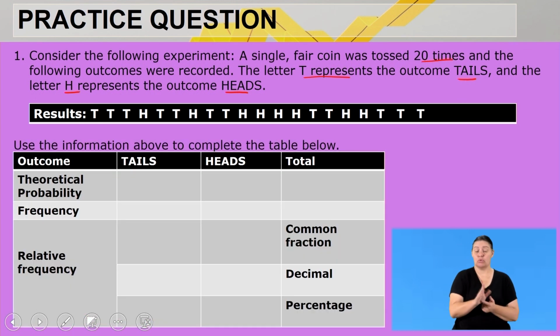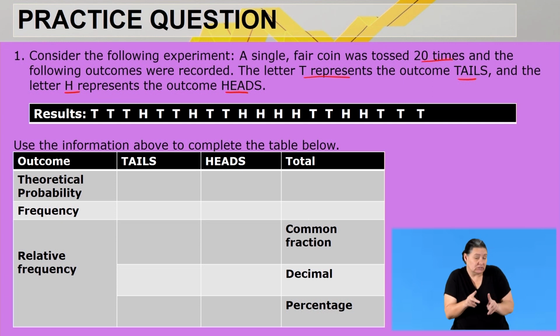I indicated here, use the information above to complete the table below. Right, so now let's quickly think about this. If we work with a single fair coin, if we flip that coin, we can say in theory the chances of it landing on tails is 50-50. It's 50%, 1 over 2. The same will apply for heads.